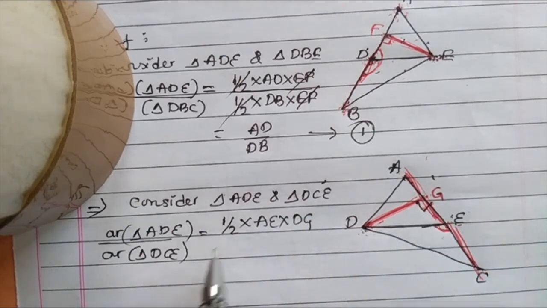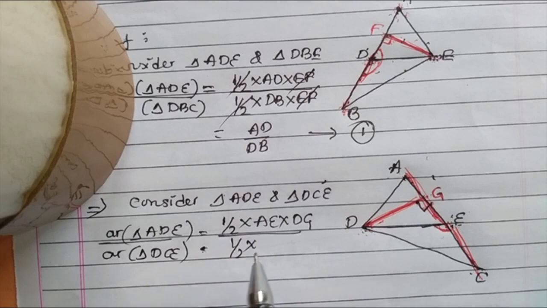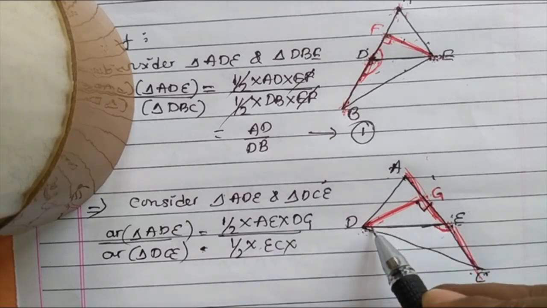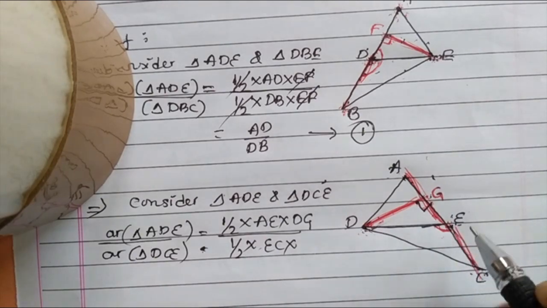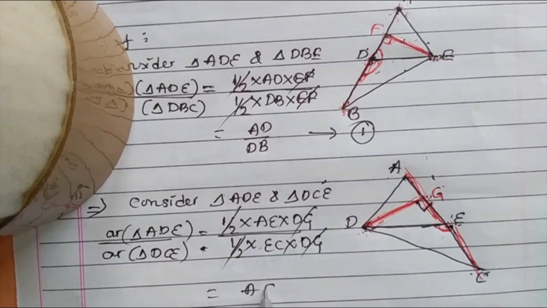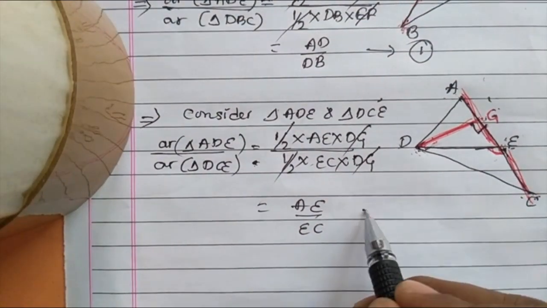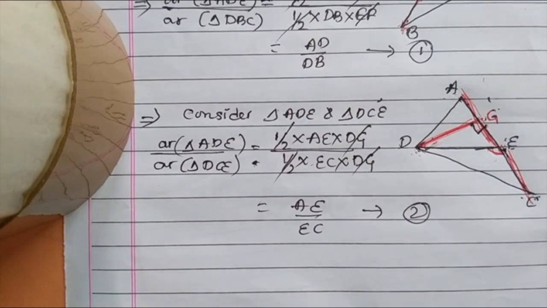Look at the second triangle DCE. In triangle DCE, same, half into base: EC is the base, and the height comes out of the triangle. For base EC, we cannot draw the height within the triangle, it comes out. DG, DG cancelled, half and half cancelled. Finally, AE by EC. Finally, you get AE by EC. We mark this as equation 2.